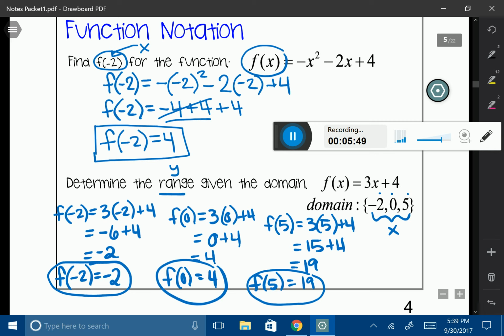So oftentimes what we do is we put those answers in roster form. So I'm just going to put a little range right here. My range is going to be my little squiggly brackets, and I'm going to say -2, 4, and 19. There they are. That is my range value. So this is going to be my answer to my question.